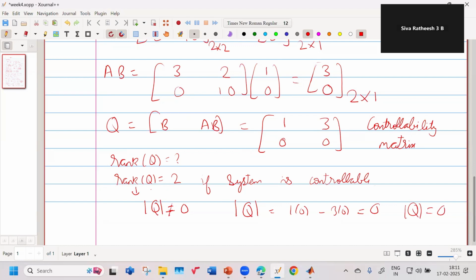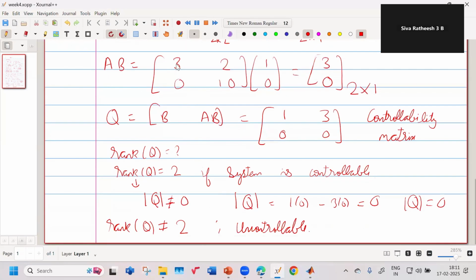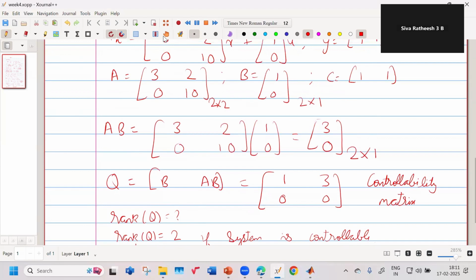So what does it mean? That the rank of Q is not 2, actually the rank of Q is 1, and hence the system is uncontrollable. Okay, it is uncontrollable. Any doubts in this till now? Okay, if there are no doubts, let me further discuss why this is happening.